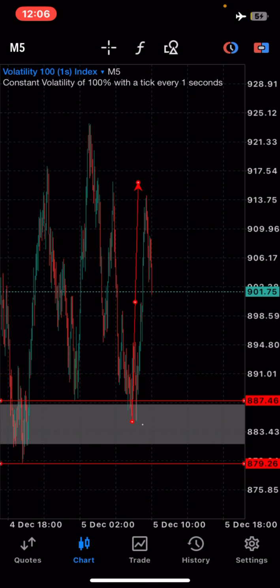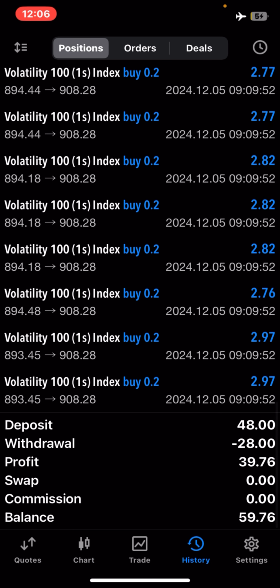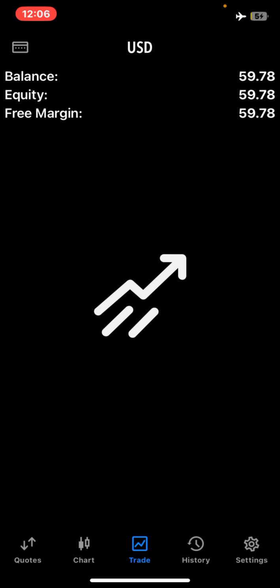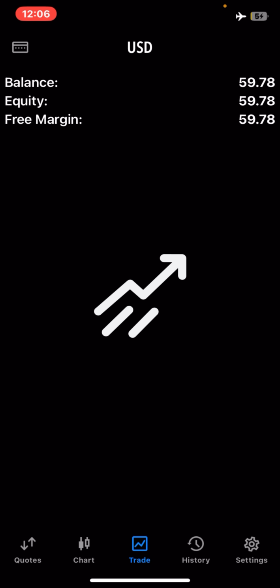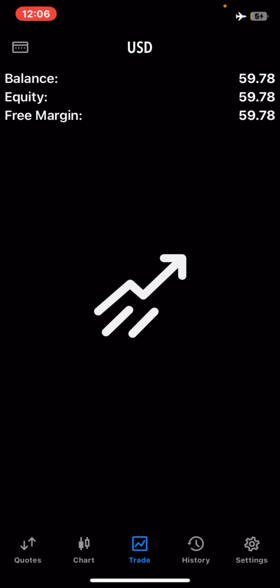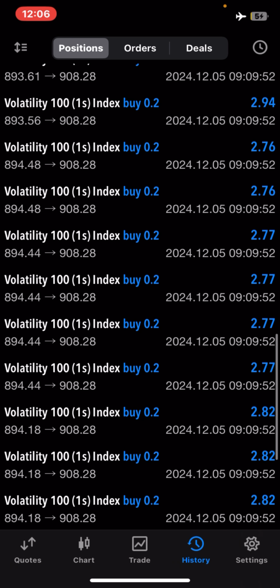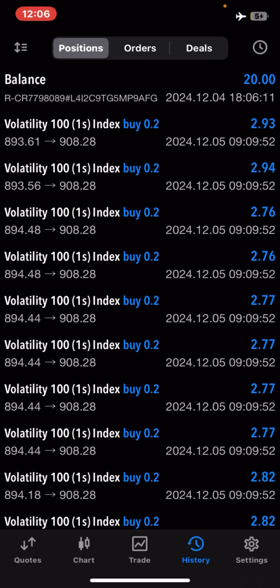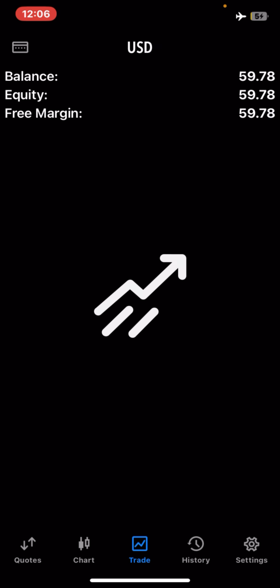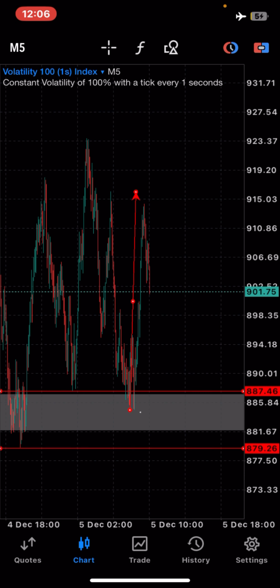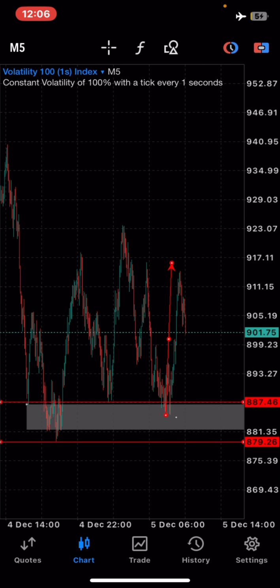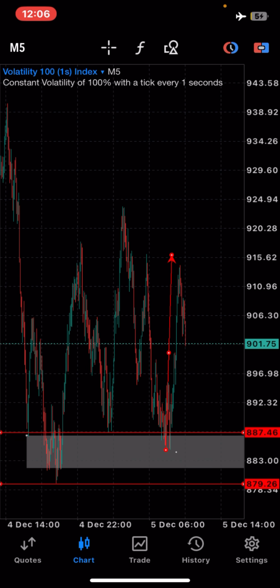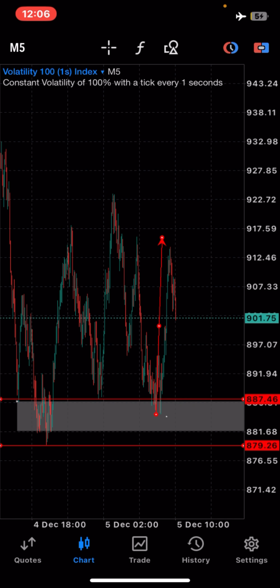Here I'll be breaking down this trade that I took on V100S. Right, I just flipped this account from $20 to $60. You guys can see that was a profit from a $20 deposit. Right, now what we want to work on is seeing how I took and why I took this trade in the first place. What was I seeing?